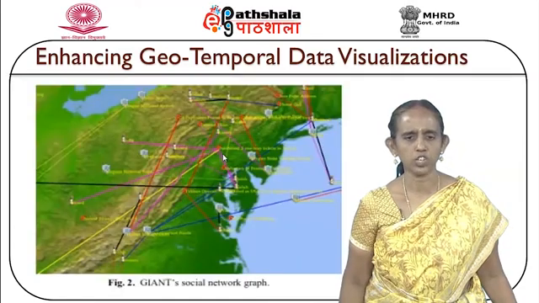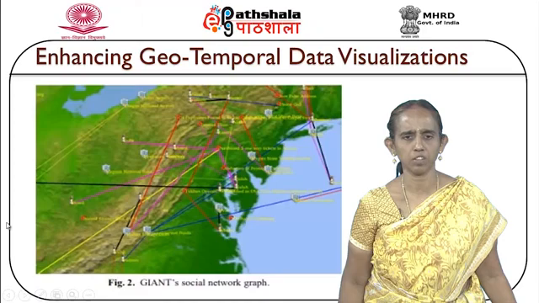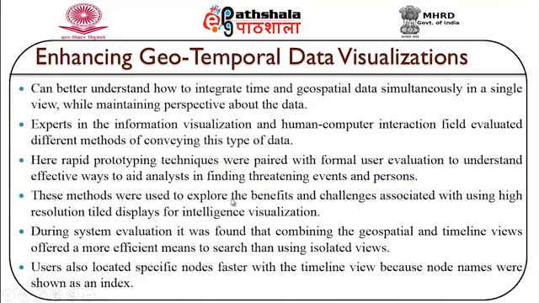So this is a giant social network graph that has been shown here. Using this, we can better understand how to integrate the time and the geospatial data simultaneously in a single view. Experts in information visualization and HCI fields evaluated different methods of conveying this type of data. Rapid prototyping techniques were paired with formal user evaluation to understand effective ways of finding the threatening events and the persons.